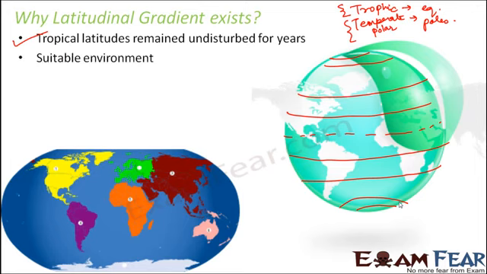The next is suitable environment. So the environment in the tropical areas is more suitable when compared to the polar areas. Now, what do we mean by suitable environment? The climatic changes. The changes in climate in the polar regions are very frequent. So in the polar regions, the climate keeps changing frequently, and also the climate changes are very unpredictable. So you do not know when there is going to be a glaciation.